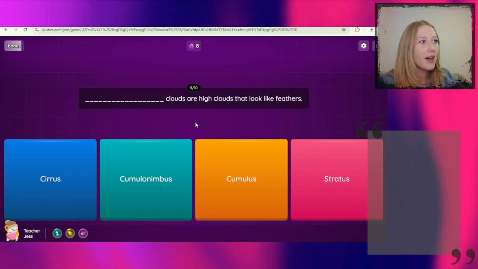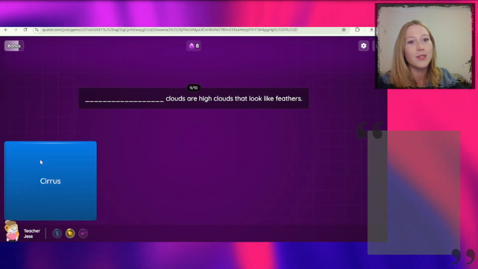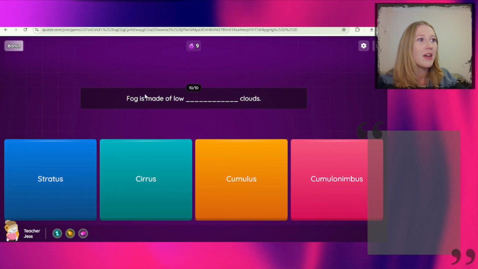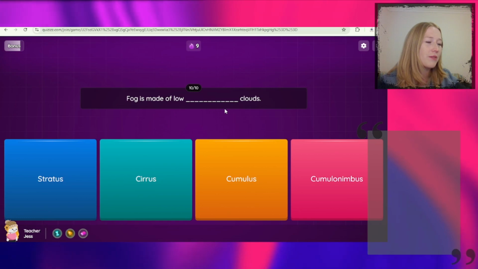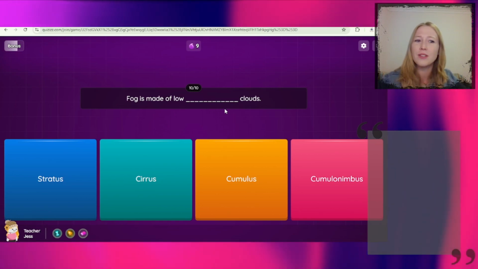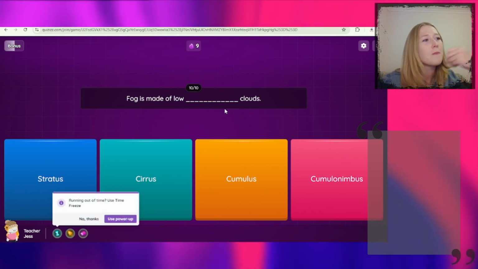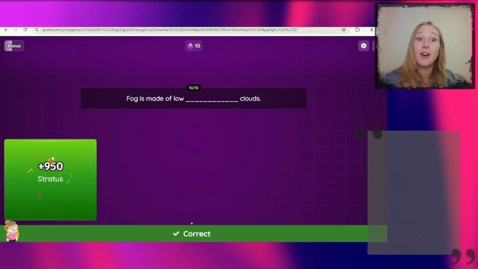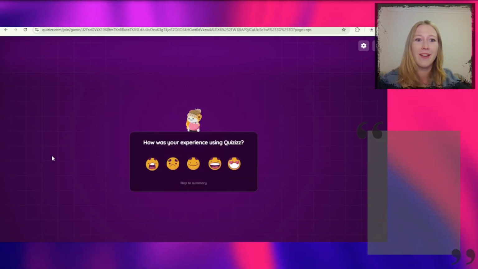Something clouds are high clouds that look like feathers. We've had this one already. Cirrus. And fog is made of low something clouds. I guess stratus? I think because it's like a layer. I would say stratus. Oh, good. I actually wasn't sure there. Well, that was fantastic. We know our clouds.